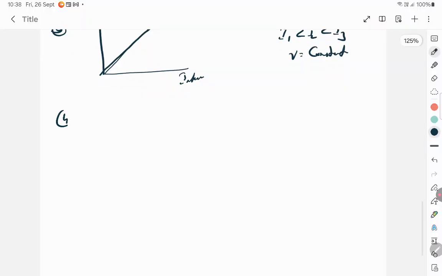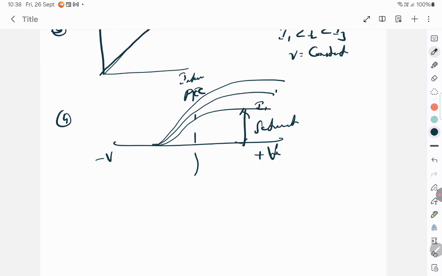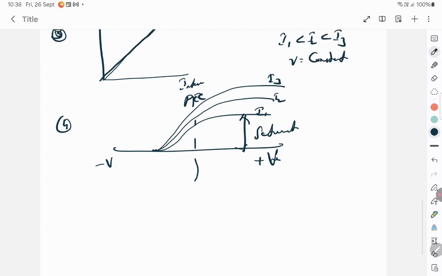The fourth graph is this graph, where there is a positive potential and a negative potential. Photoelectric current is plotted on the y-axis. The current is like this. For various intensities, you see the saturation current keeps on increasing. This is for intensity 1, this is for intensity 2, this is for intensity 3. The photoelectric current also keeps increasing, but the negative potential, the stopping potential, does not change.